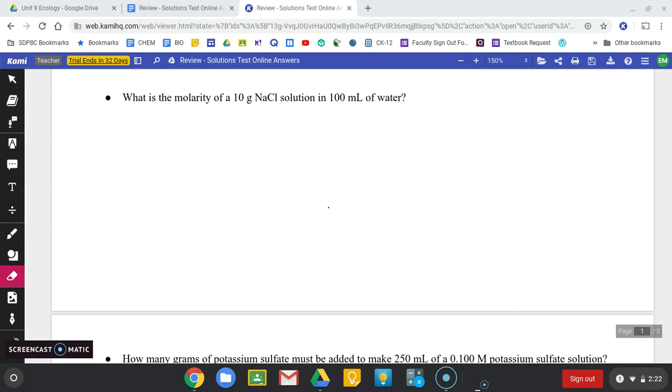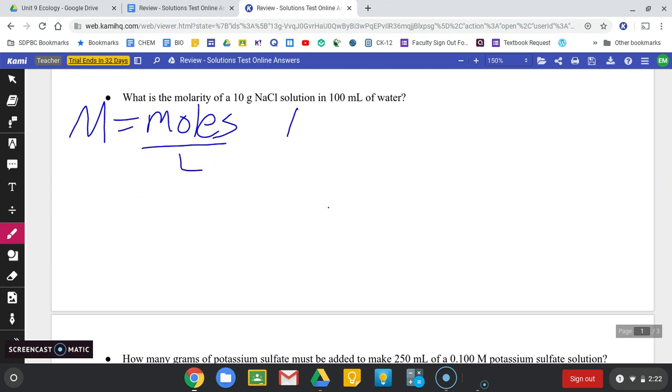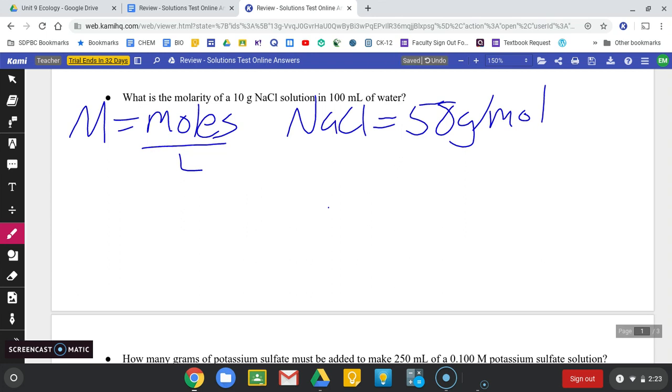What is the molarity of a 10-gram NaCl solution, 100 milliliters of water? So molarity, that's moles over liters. NaCl, if you use a periodic table, Google it, is 58 grams per mole. So we have to take 10 grams of NaCl solution and convert it to moles.